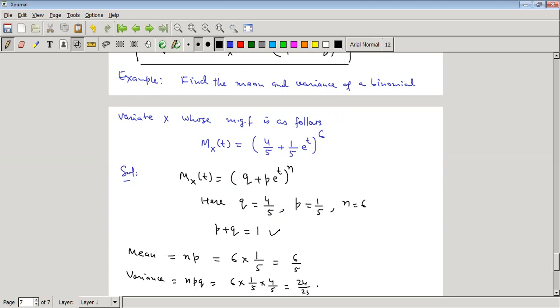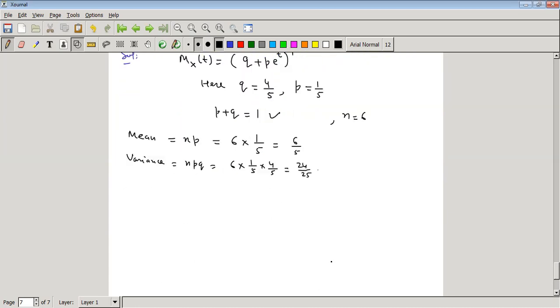So in this way we can find mean and variance of a binomial distribution with the help of moment generating function. In the next video lecture, we will discuss some examples related to moment generating functions and how we can find mean and variance if the moment generating function is given.